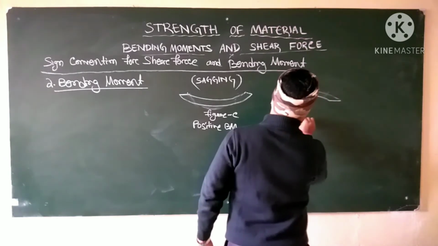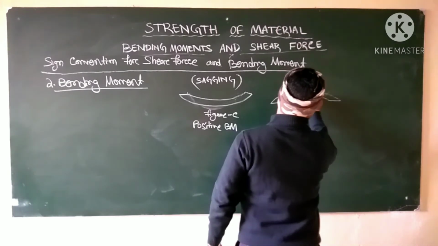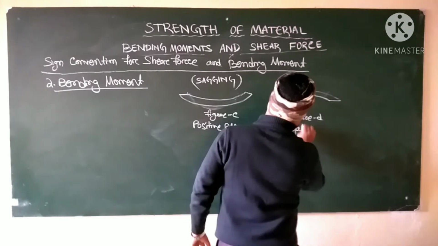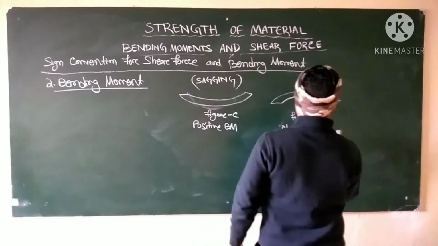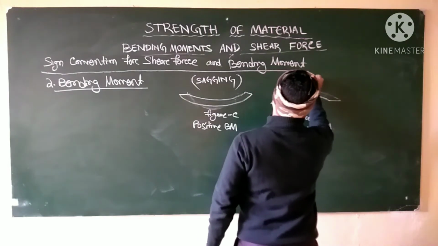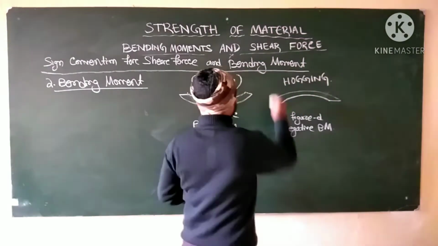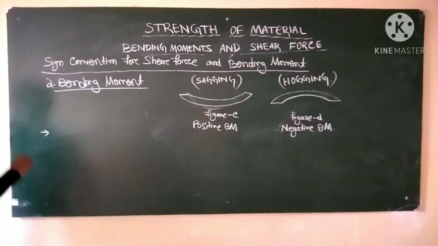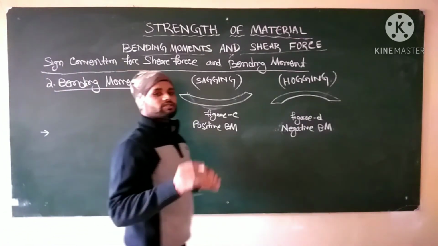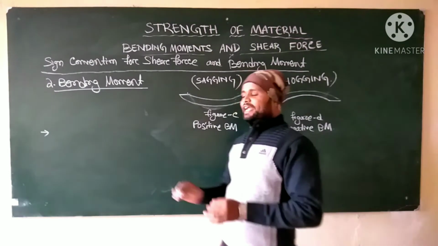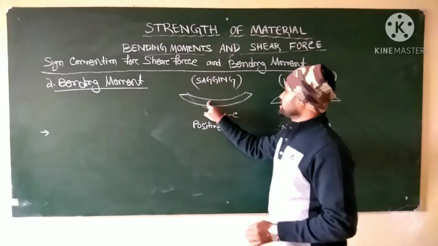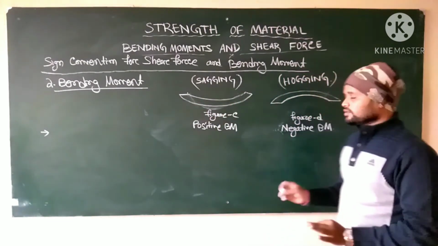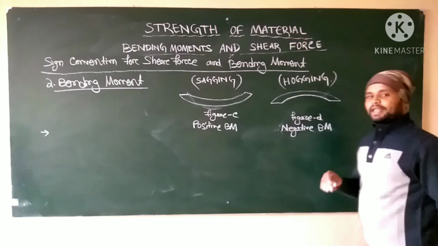This is figure D. That is your negative bending moment, or you can say H-O-G-G-I-N-G, hogging moment. Sagging is positive, hogging is negative. So what is it? We take bending moment as positive if it tends to bend the beam causing concavity upward. This is the concavity. Concavity upward means positive and convexity upward means negative.